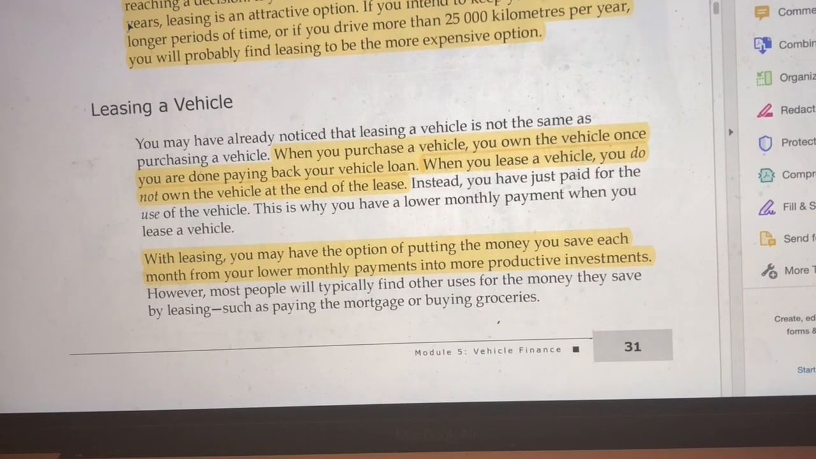Next part is things that you have to consider. Something you have to consider before making a decision is if you intend to trade in your vehicle every 2 to 3 years. Then, as we said before, leasing is probably an attractive option for you. But if you intend to keep your vehicle for longer periods of time, or if you drive more than 25,000 kilometers per year, you'll probably find leasing to be a more expensive option.